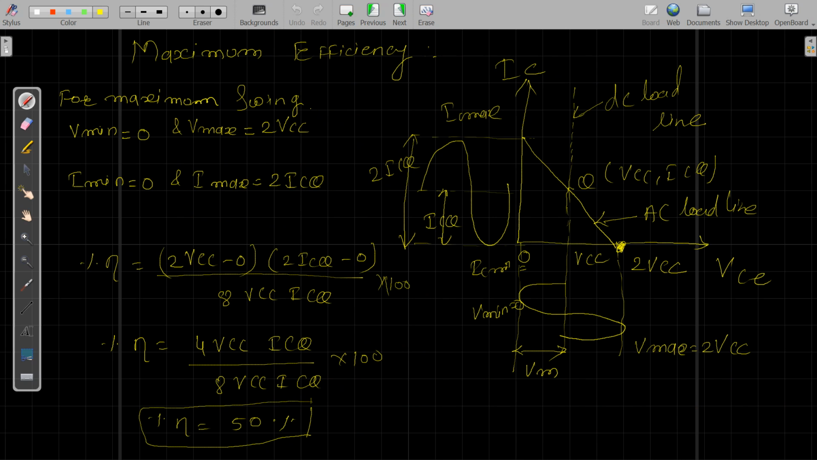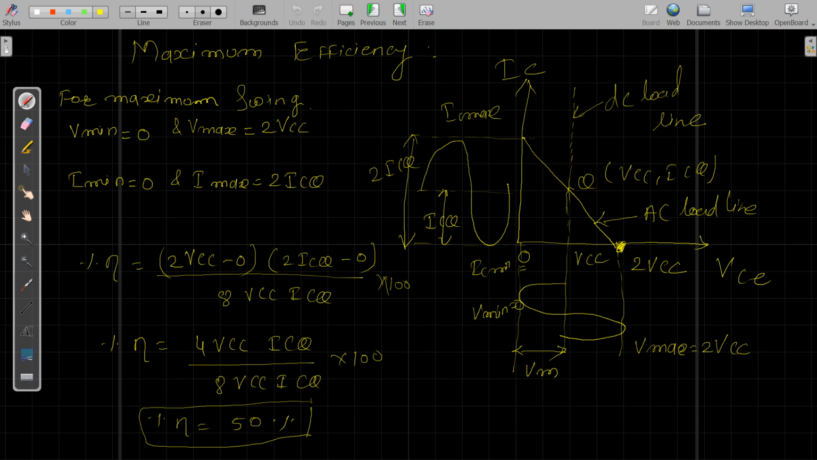Now we are interested in finding the maximum efficiency, so that we get the exact value for the transformer coupled class A power amplifier. As we know, in the directly coupled class A power amplifier, the DC load line was not a vertical straight line, it had some slope, and because of that the swing of the voltage was limited to VCC. But now here, we get a maximum voltage swing of twice VCC, and the remaining things are the same.